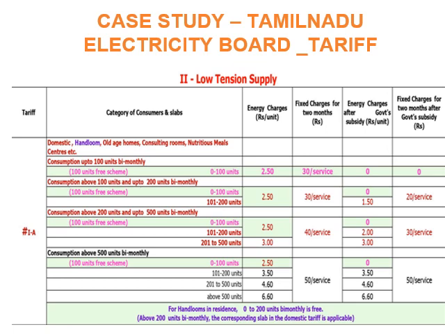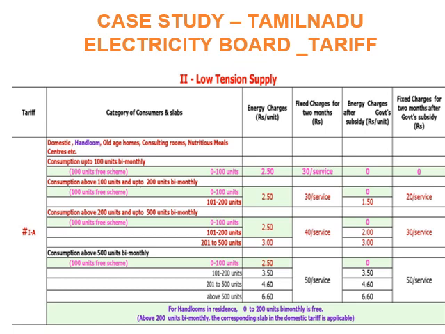So next one is the low tension supply. You can see here the tariff is 1A for low tension supply, for domestic use, handloom, old age homes, consulting rooms, nutritional meal centers, etc. For consumption up to 100 units bi-monthly, you have to pay 2.50 rupees per unit, and the fixed charge is 30 per service, and then it will increase. This is similar to the block rate tariff. The next one is from 100 units to 200 units, you have to pay 2.50, 30 per service.